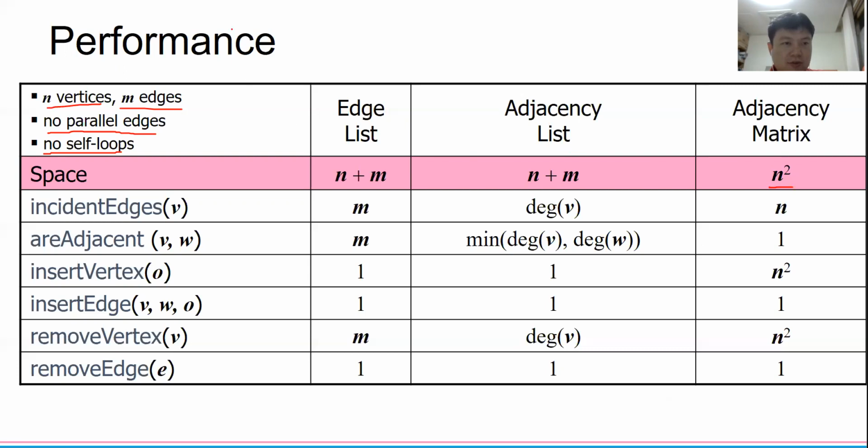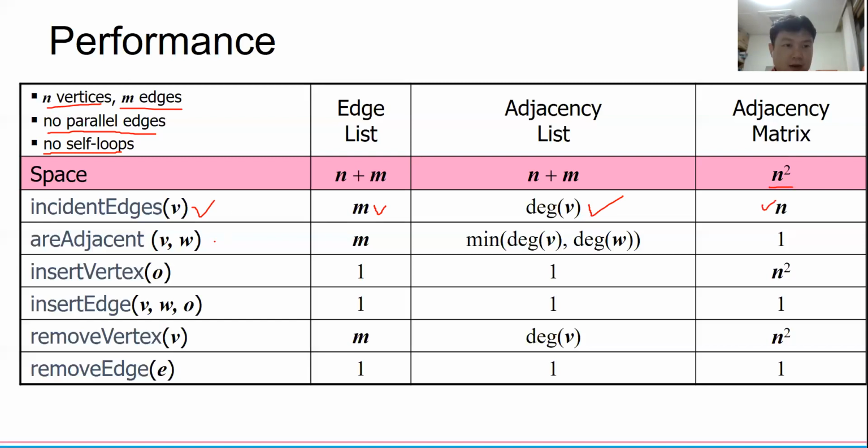Incident edges. If you are dealing with the incident edges, you want to know the incident edges of V. For this, the edge list will take M, the adjacency list will take the degree of V, and the adjacency matrix will just take N.